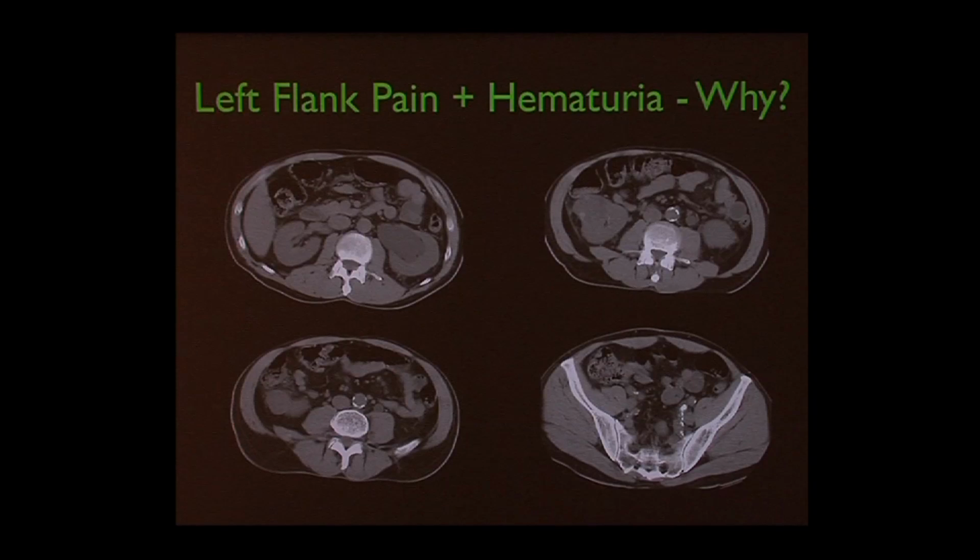The unexpected finding is even more important. So this patient had blood in the urine and left-sided pain. And here's the left kidney, and here's the normal right kidney. And it's got fat in it, et cetera. This one has a lot of fluid there.